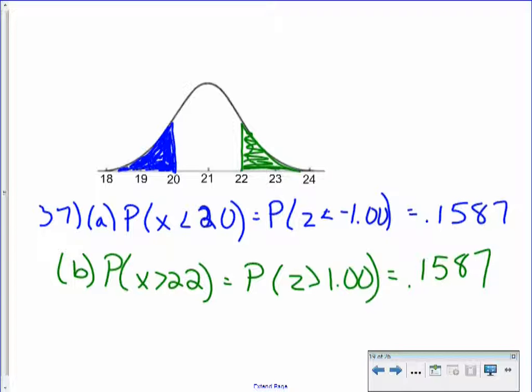Yes, I only use the one. You could just do 1 minus that because it's to the right. Other questions?